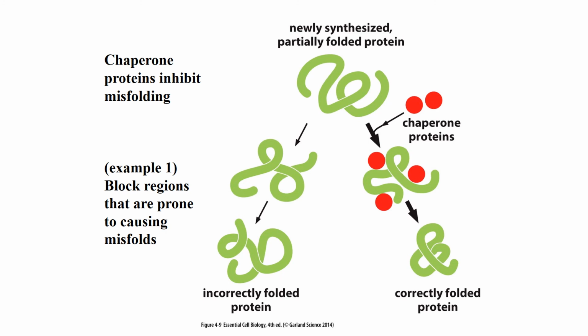In this example, we're looking at one type of chaperone protein that will bind to regions of the polypeptide chain that may be especially prone to causing misfolding. The chaperones will let go of those regions after the rest of the protein has also folded correctly, so they resume their final conformation as the last part of the folding process.